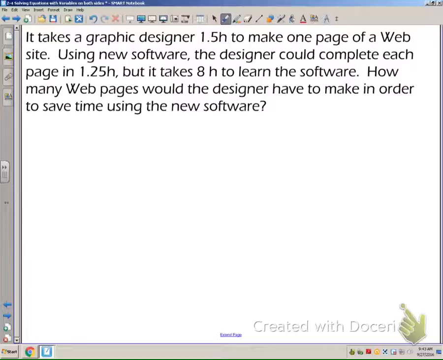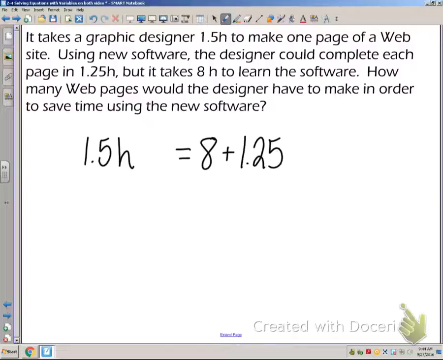Once again, I would encourage you to pause the video and try this problem on your own. See what you can come up with, and then come back and check your answer. So right now it takes him 1.5 hours to make a web page. The new software takes 8 hours to learn. So we know he's going to have to spend 8 hours learning it. But then the designer could complete each web page in 1.25 hours. So at this point, it's going to take him 1.25 hours to complete.